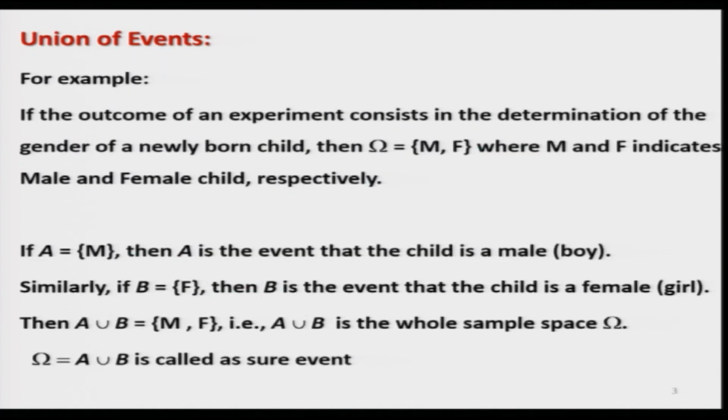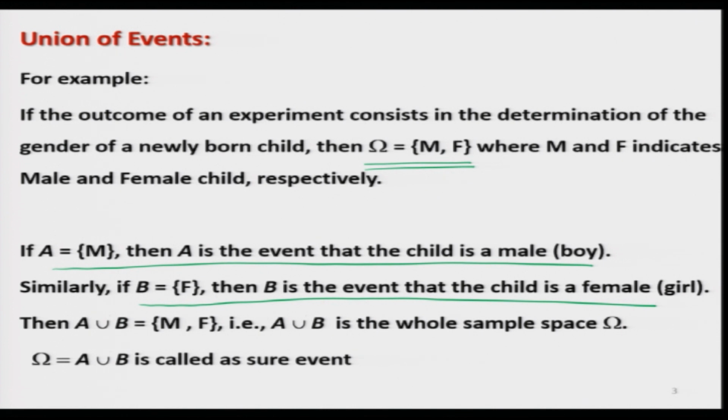For example, let me take a very simple example. Suppose an experiment is conducted in which a baby is born in a hospital and we try to determine the gender of the baby, which can be either male or female. So now this sample space will consist of two events, capital M and capital F, where capital M indicates the male child and capital F indicates the female child. And now let us define here the event A to be M, that the child is a male, that is a boy. And similarly we define another event B which is F, that is, B is the event that the child is a female, a girl.